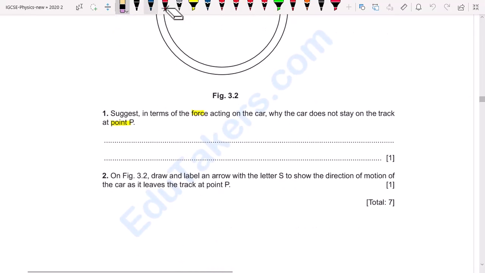So I write here resultant force is insufficient.